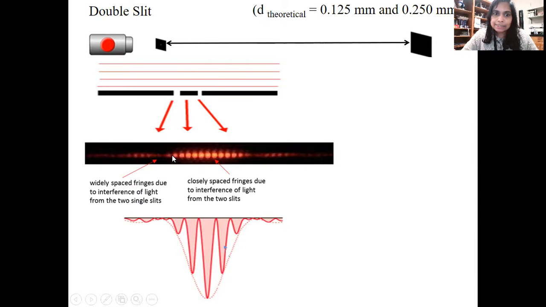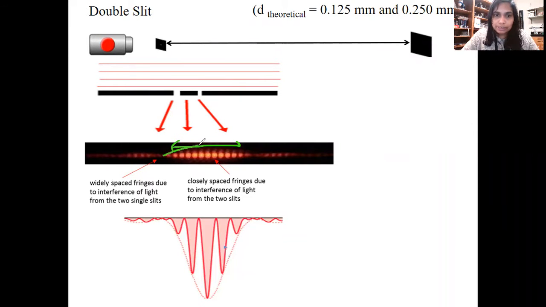As you see, it has the same pattern that is created by a single slit. This center fringe, let me annotate on this so you know what I'm talking about. In the central fringe on this one, you see the same pattern that you would observe with the single slit, where you have a central maxima and these other maximums and the minimas in between. These are closely spaced fringes due to the interference of light from the two slits. And then we have widely spaced fringes due to the diffraction of light from the two single slits.